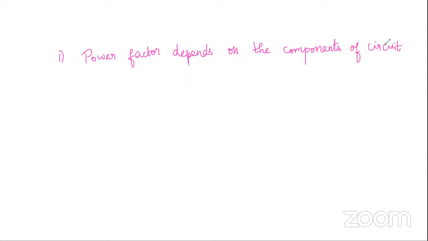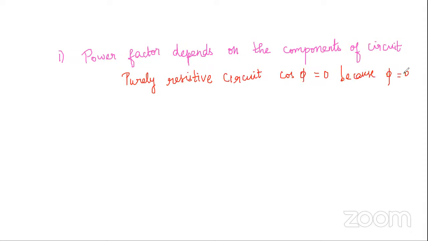So if it is a purely resistive circuit, cos phi equal to 1, because phi equal to 0. Sorry, this is not 0, actually this is 1. Cos phi equal to 1. So power factor is equal to 1.